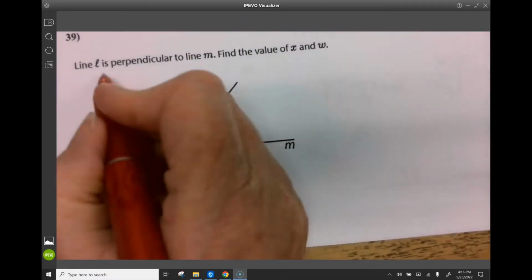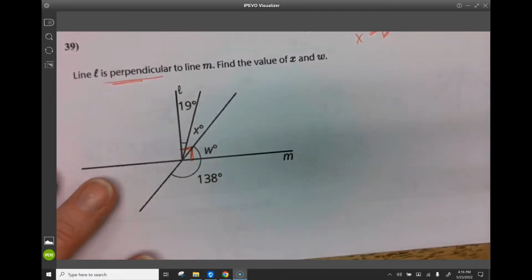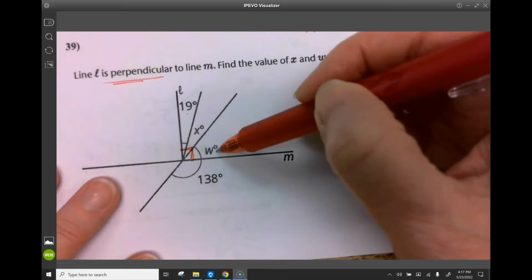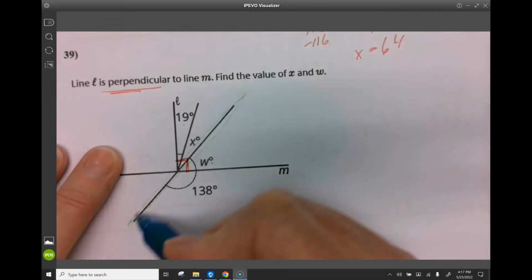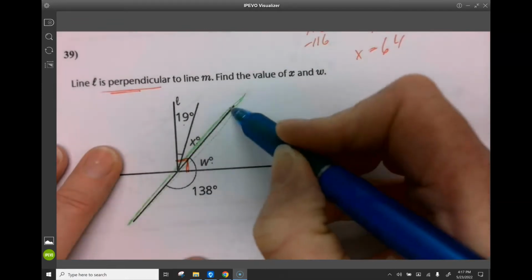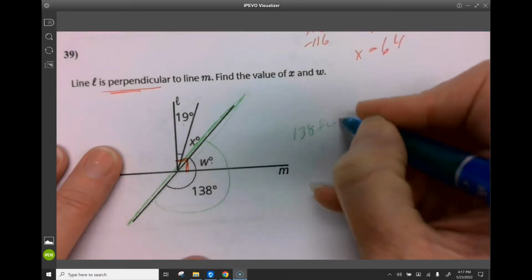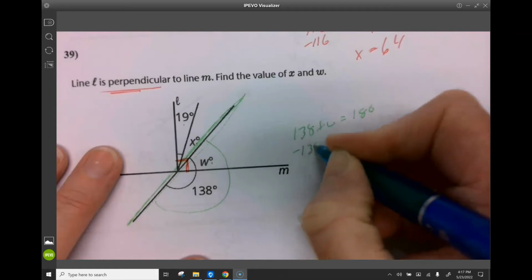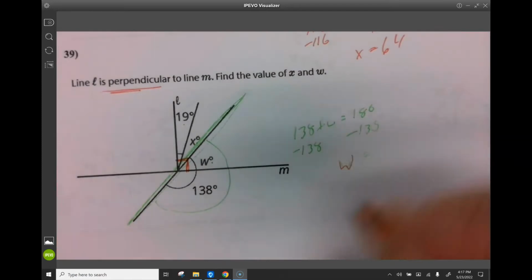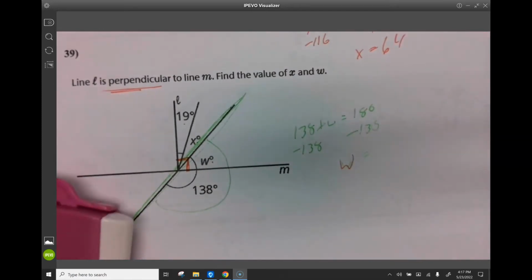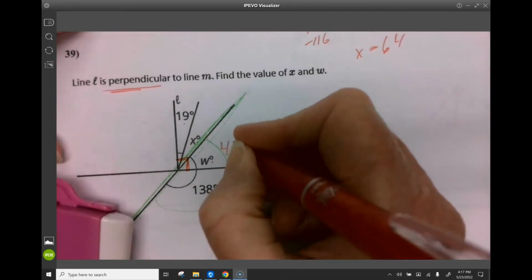Look at this one. It's perpendicular. If it is perpendicular, that means it forms a 90-degree angle right here. So this is 90 degrees. I have these three are 90. Well, that doesn't help me at all. I don't have enough information. But I know that this is a line. That has to equal 180, so these two have to equal 180. So 138 plus W equals 180. I can subtract 138, and I get W is equal to 180 minus 138, and I get 42. W is 42.